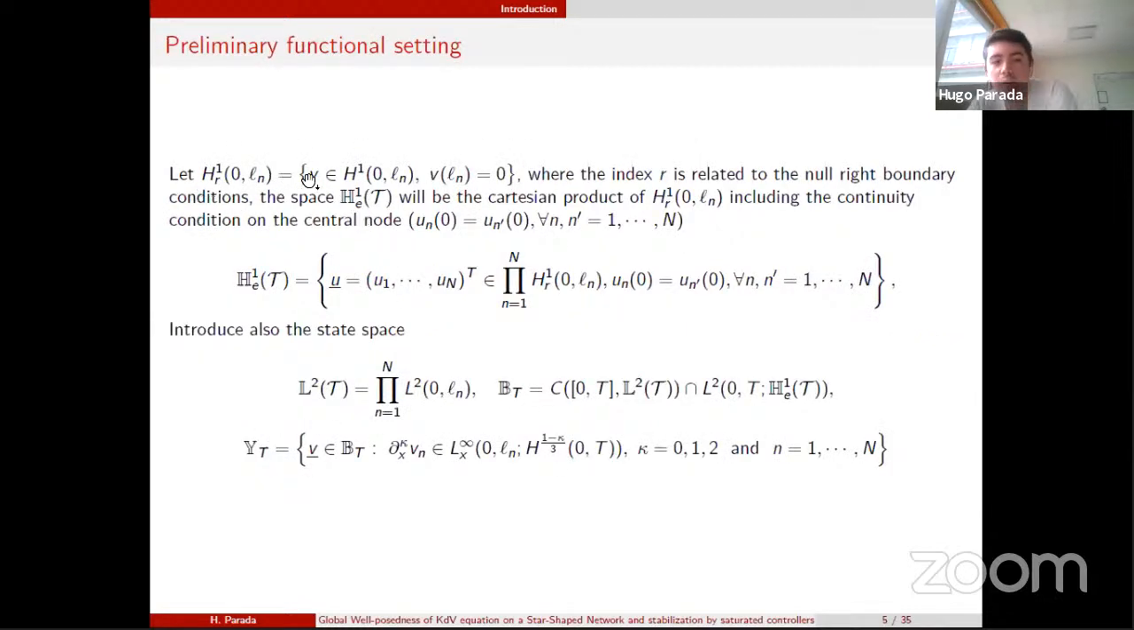So to understand the idea, I want to explain briefly the functional setting of this problem. This space H^1_R will be the Sobolev space H^1, including the null Dirichlet-right condition. The space H^1_E will be the Cartesian product of this space, the extension to the network, including also the continuity condition, and also the classical space L^2 on the network. This space B_T is the classical space where we can prove the well-posedness result for the KdV equation. This is C([0,T]; L^2) intersected with L^2(0,T; H^1). And also here we introduce this space Y_T, which is all the functions in B_T, but also with extra regularity in this space, which is important because we are changing the order. Typically we put time then space, but here we put space then time.